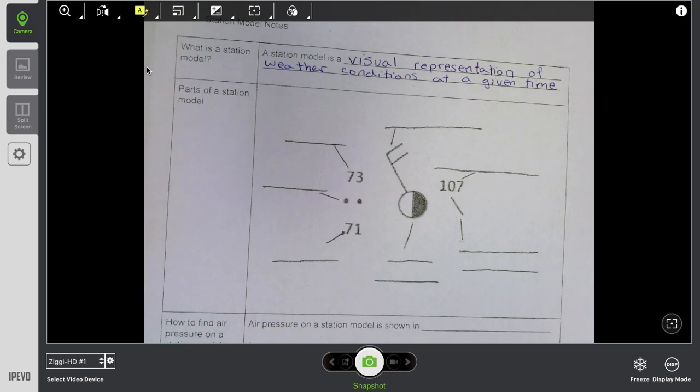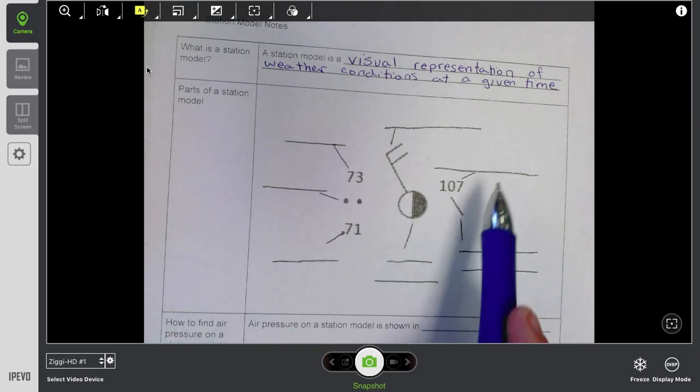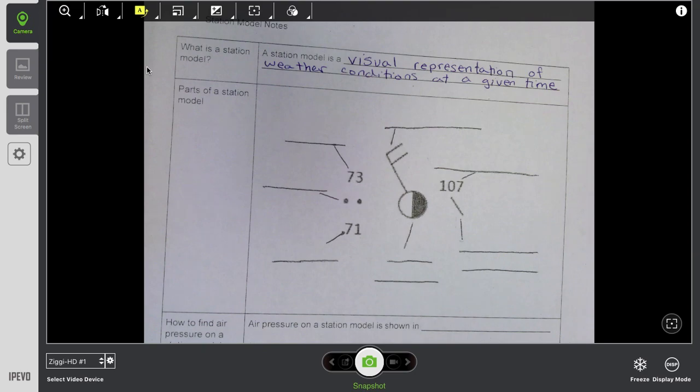It's a very simple picture with a set of numbers around it and some shapes and lines. Anybody can draw these. They're pretty easy, but you have to know what they all mean. So we're going to start with the numbers first. There's usually going to be three numbers.